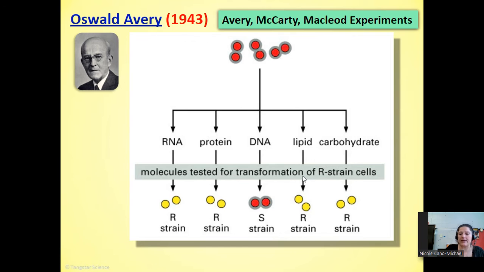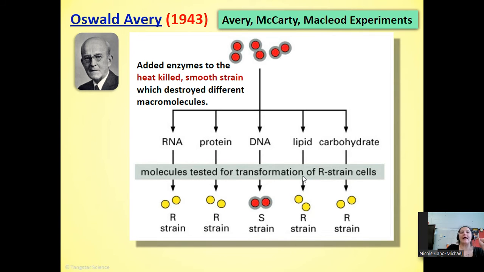So let's see what he did. He added enzymes to the heat-killed smooth strain to destroy different macromolecules. So he basically destroyed the RNA on purpose in one test. He destroyed the protein on purpose in a second test. He destroyed the DNA on purpose in the third test. He destroyed the lipid on purpose in the fourth test using enzymes. And he destroyed the carbohydrate on purpose in his 5th test. Okay? So why do this? Well, because if you take out the thing that is causing the transformation, then no transformations should occur.